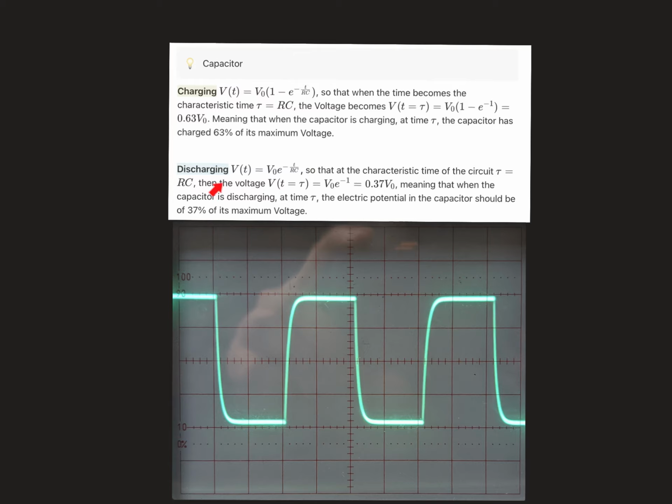During the process of discharging, the voltage across the capacitor can be described as the maximum voltage times e to the minus t divided by RC. At that characteristic time RC, the voltage across the capacitor while discharging is equal to V sub 0 e to the minus 1, since RC divided by RC cancels out. It's equal to 37% of the maximum voltage, meaning that when the capacitor is discharging at time tau, the electric potential in the capacitor should be 37% of its maximum voltage.